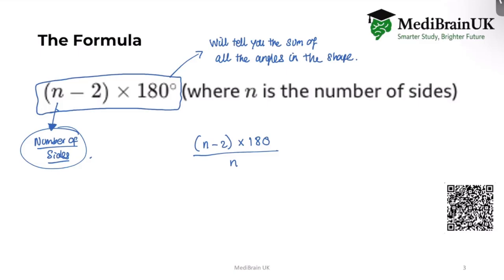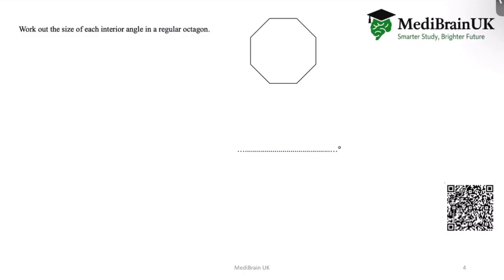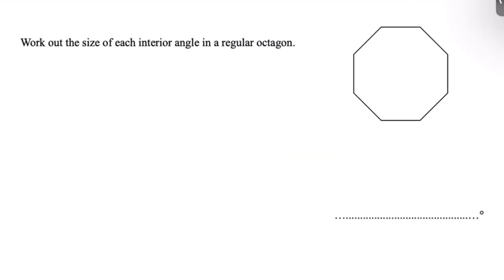If we look at an example question, we're going to start off with a simple question. It says, work out the size of each interior angle in a regular octagon. First of all, let's have a look at what these keywords mean. Regular means all the sides are of the same length. Interior angle means the inside angle.